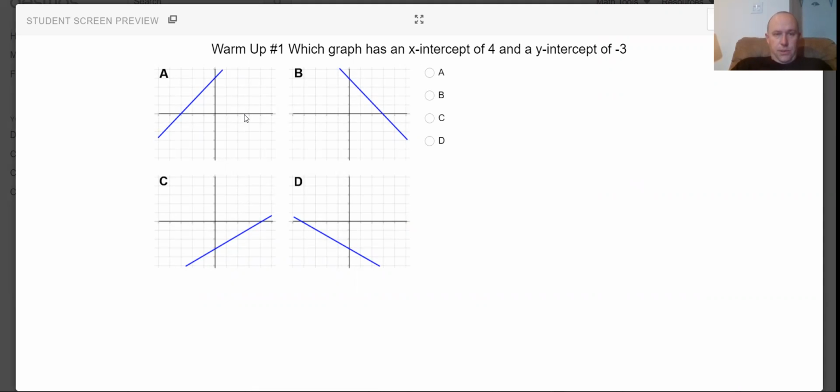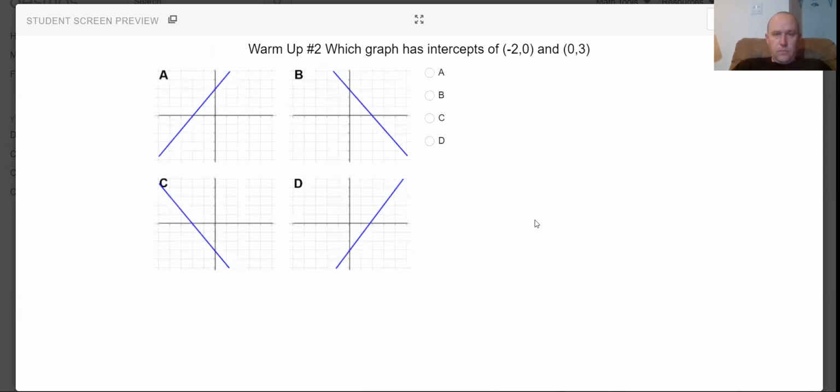1, 2, 3, 4. Well, I can see it certainly doesn't go through 4 on the x-axis. 1, 2, 3. That doesn't look like it goes through 4 either. 1, 2, 3, 4. Okay, C is definitely a possibility right now. And 1, 2, 3, 4. Actually, this one doesn't go through 4 on the x-axis. Let's just check C does have a y-intercept of -3 though. So -1, -2, and -3. So I think we found our answer for that first question.